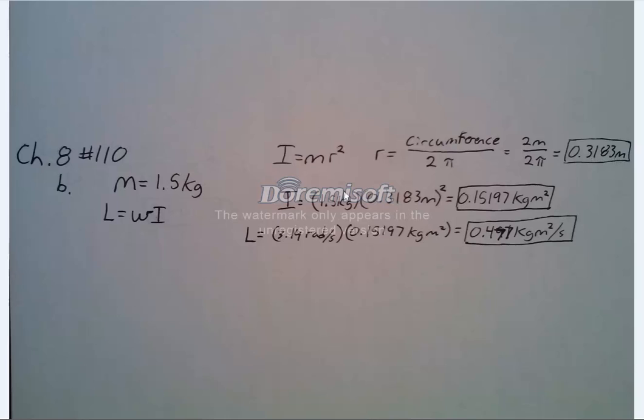We'll take that and plug it into our inertia equation, and it comes out to be 0.15197 kilograms meters squared. It's our inertia, and we'll use that. These actually come in handy later, but we're going to use them more later. So then we go to our angular momentum equation. L equals angular speed times inertia. We got the angular speed in the previous step, and we just got inertia, and it'll come out to be 0.477 kilograms meters squared over seconds.